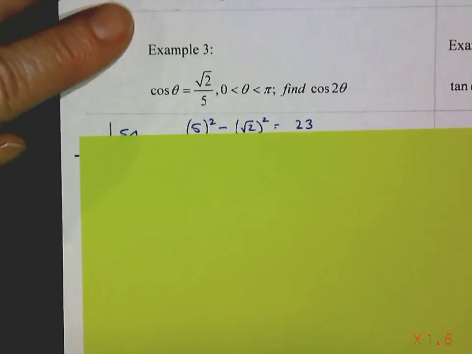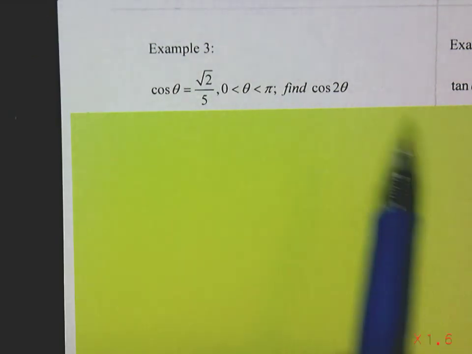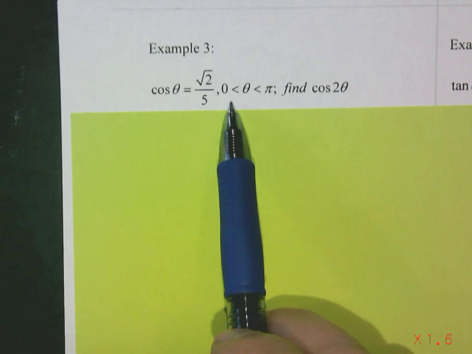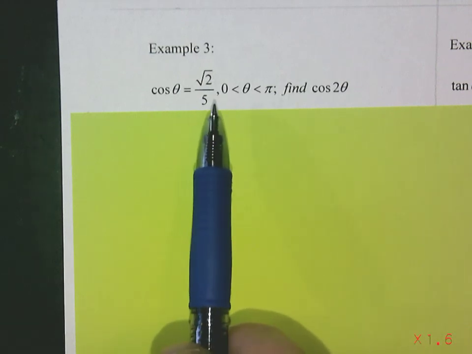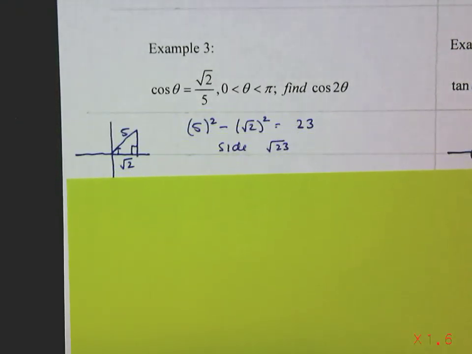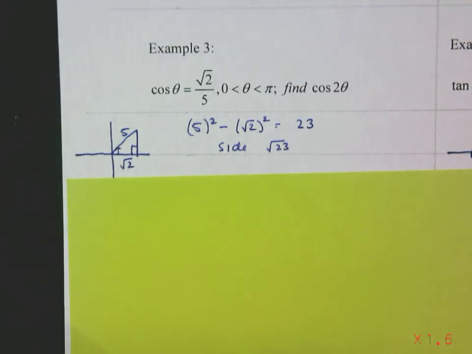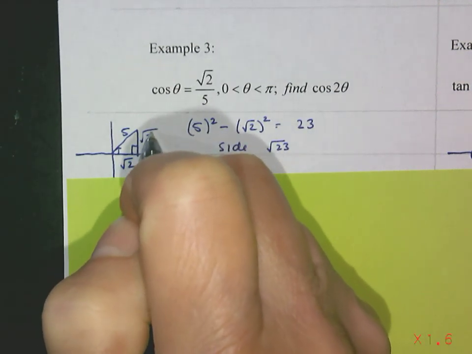Okay, my next example, I have cosine of theta is equal to square root of 2 over 5. I'm either in the first or the second quadrant. Well, cosine is positive in the first quadrant and negative in the second quadrant. So I know I have to draw this in the first quadrant. So the square root of 2 is the adjacent, 5 is the hypotenuse. I use the Pythagorean theorem and I find my opposite side is going to be the square root of 23.